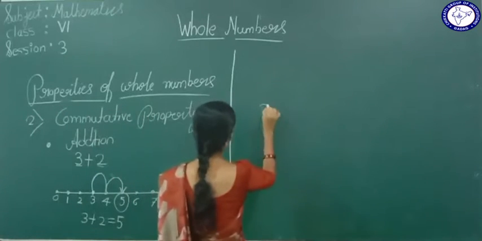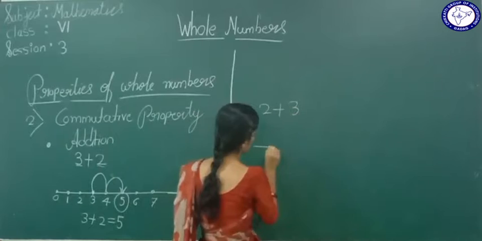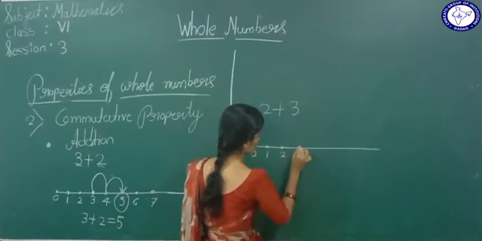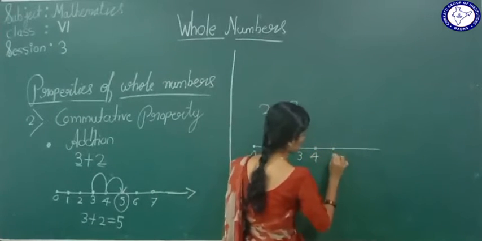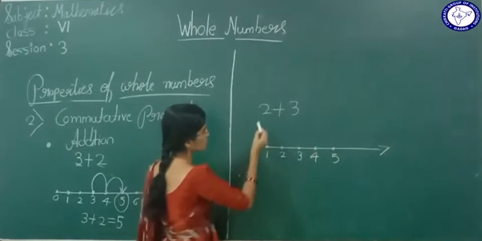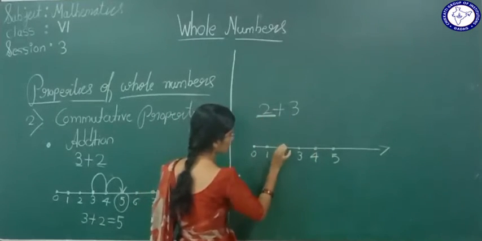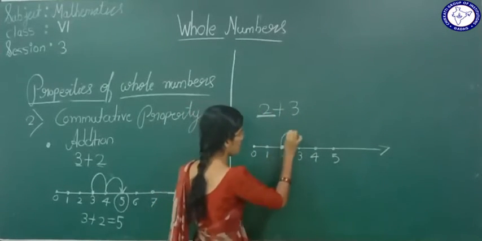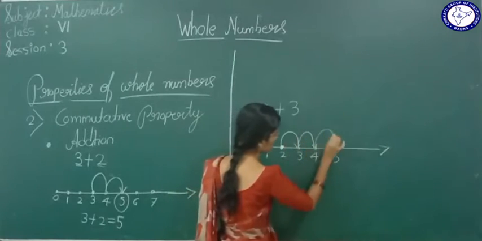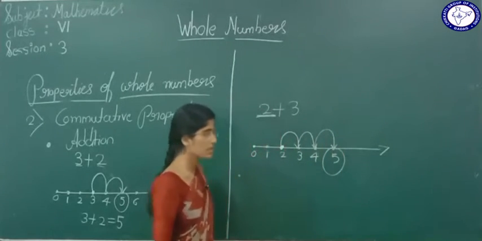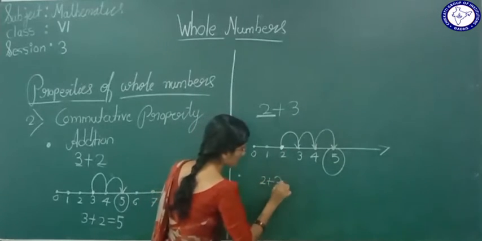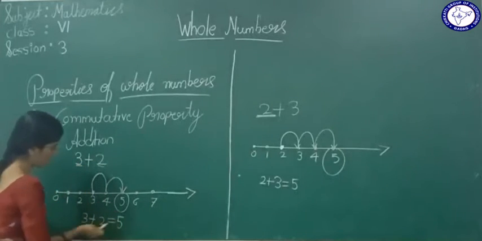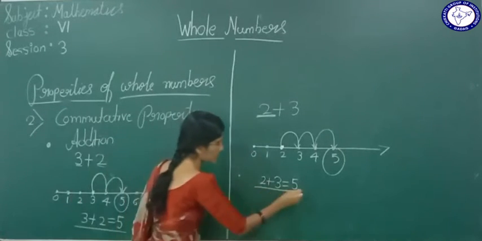Now see here. What is 2 plus 3? If I find the result on a number line, 2 is here. How many jumps do I have to make? 3 jumps of 1 unit. 1, 2, 3. See here also 2 plus 3 is equal to 5. So 3 plus 2 is 5, and 2 plus 3 is 5.